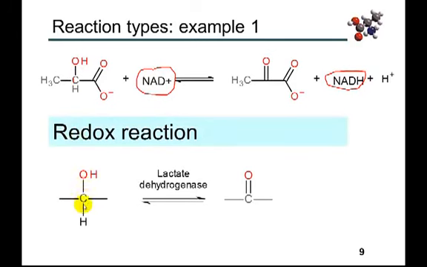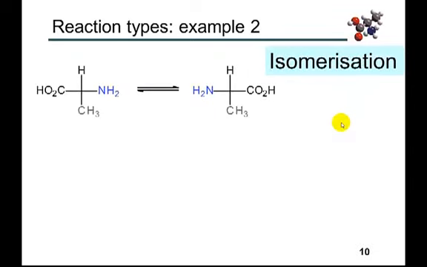If we look at this carbon atom, you can see here it has a hydrogen atom bonded directly to it, and over here it doesn't. So loss of hydrogen by definition is an oxidation reaction, and in this case NAD+ has gained hydrogen to be NADH, which is a reduction reaction, so a redox process.